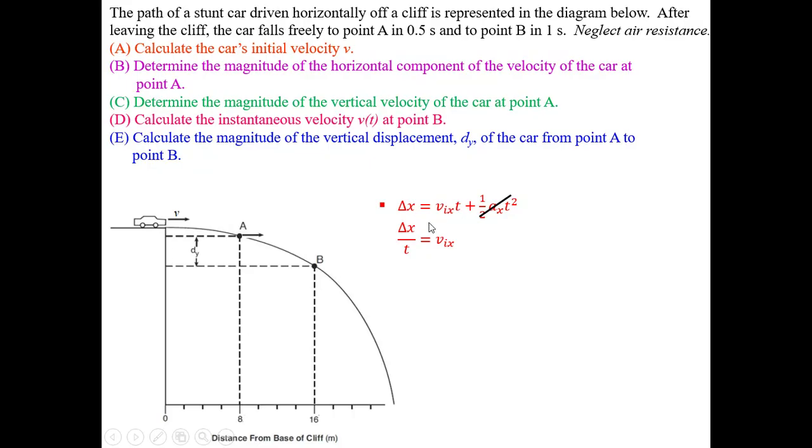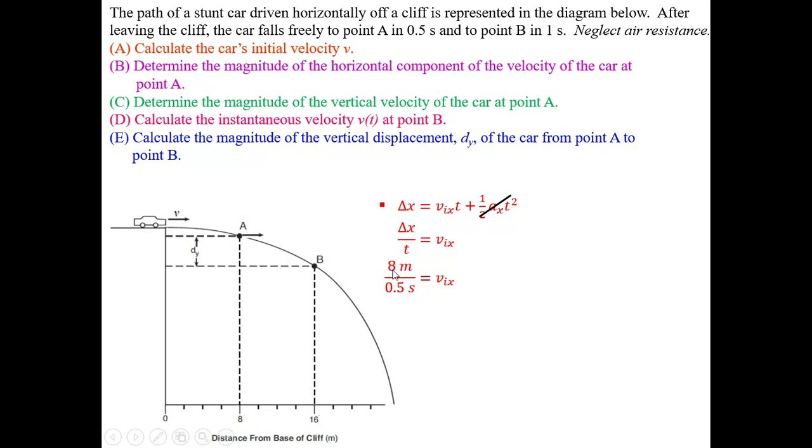Well, this particular part asks you to find the car's initial velocity V. Once again, in the diagram, it's just called V, but really it's just VIX because it's pointing straight in the X direction. So in my work, I have VIX, which is the same as the V in the diagram. Here, this is pretty straightforward. I'm just going to choose point A's information. So after 0.5 second, the car has traveled a distance of 8 meters in the horizontal direction.